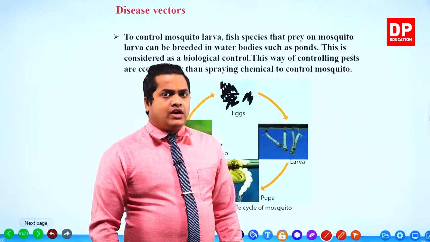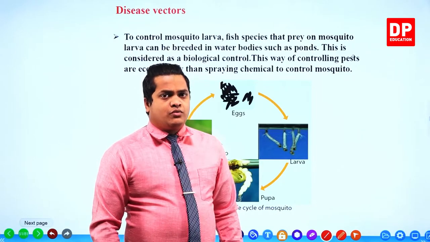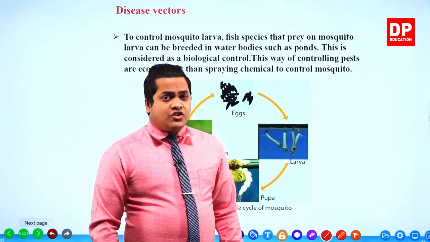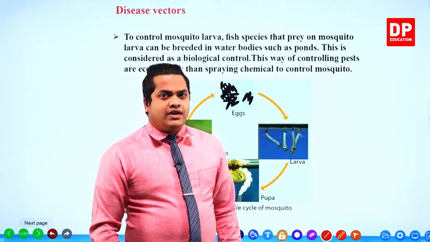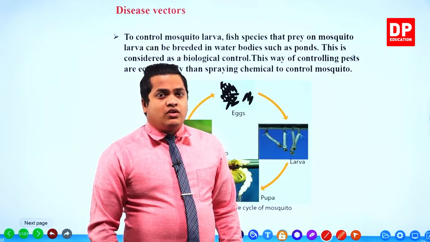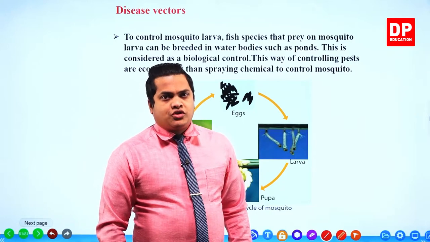Or else, if you have pond-like structures, make sure to breed small fishes like guppy fish, okay?